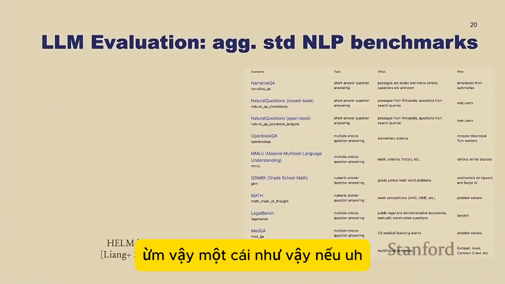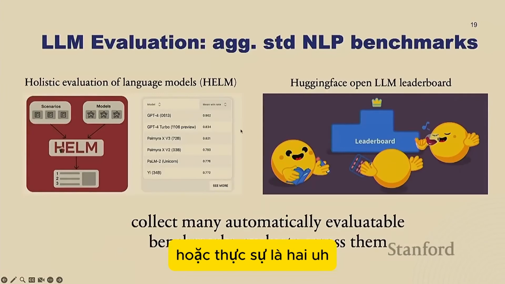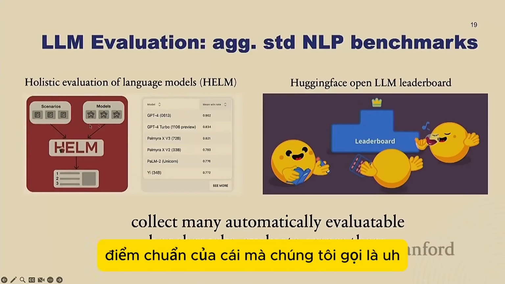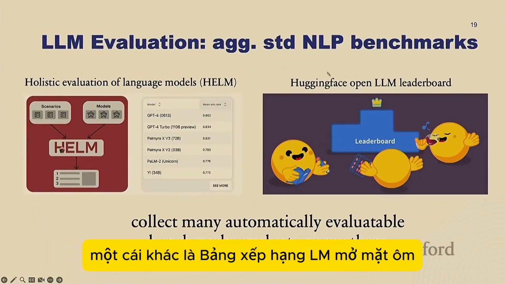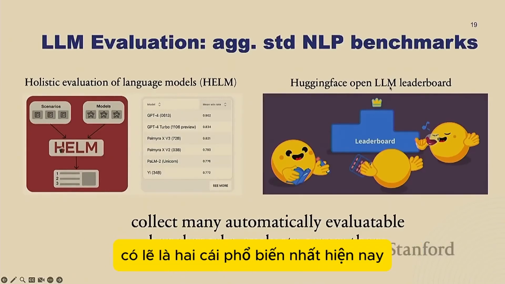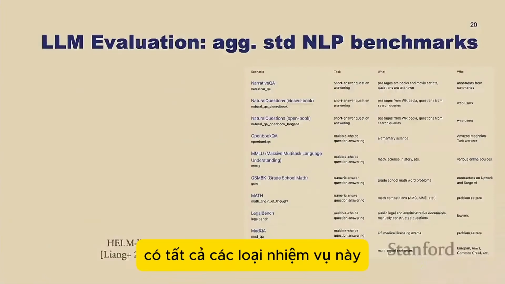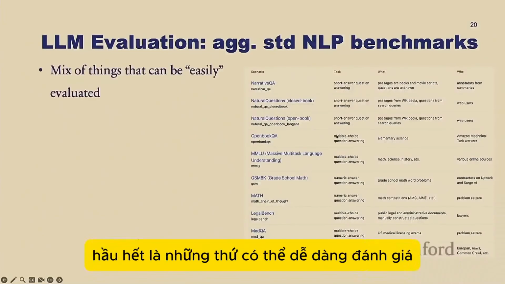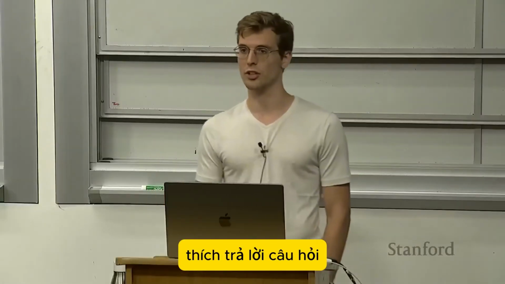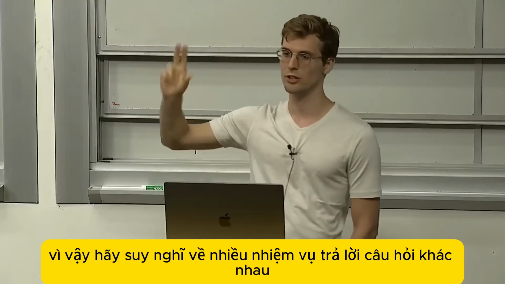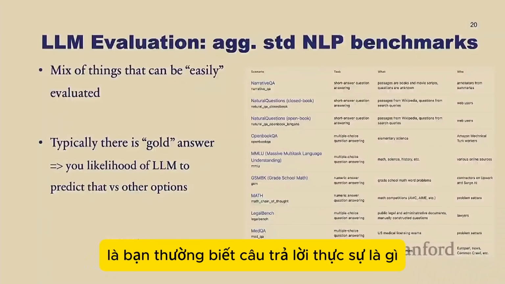Two such benchmarks are HELM, which is from Stanford, and the Hugging Face Open LLM Leaderboard, which are probably the two most common ones right now. Just to give you an idea, in HELM there are all of these types of tasks, which are mostly things that can be easily evaluated, like question answering. So think about many different question answering tasks. The benefit with question answering is that you usually know what the real answer is.